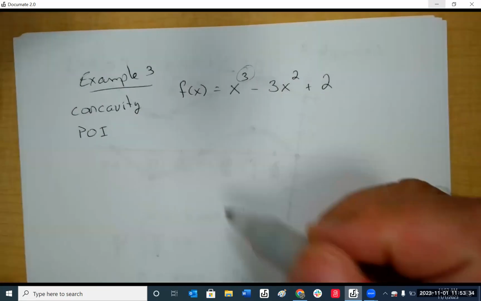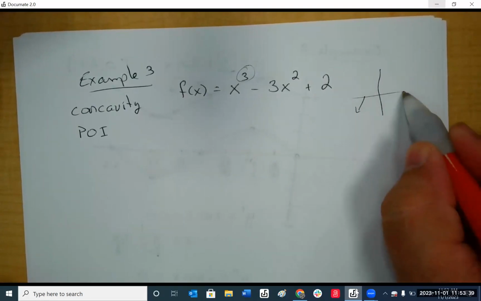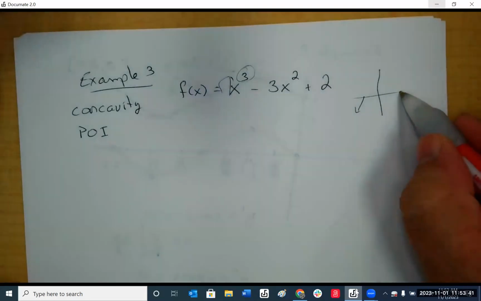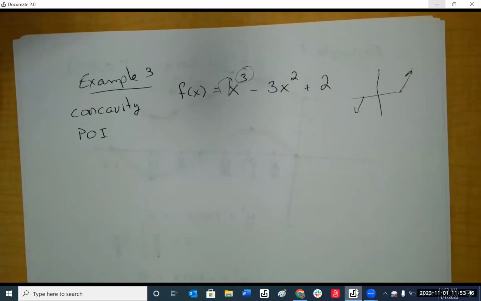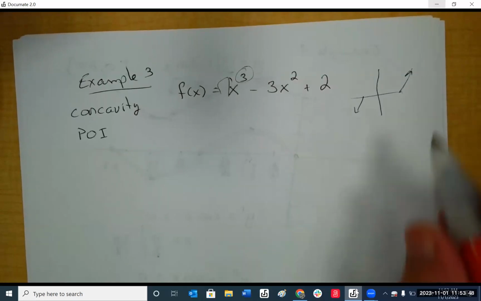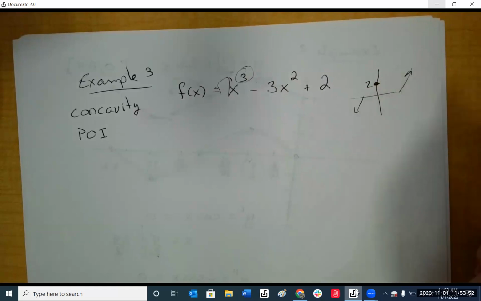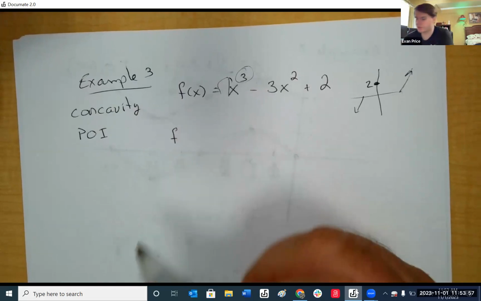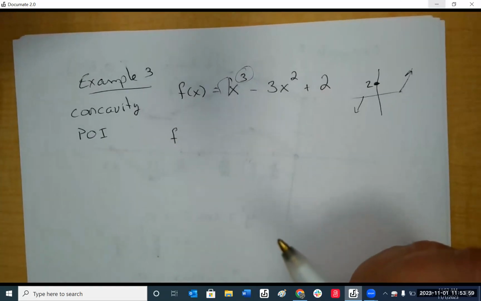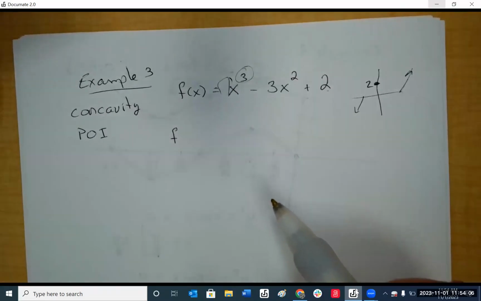Okay, we know that it's a cubic function. The degree is 3 and a is positive, so both ends will point in opposite directions. In essence, it's an increasing function, and the y-intercept is at 2. Just like that, without doing any work, just by looking at the function itself, we already have a lot of information for the graph.